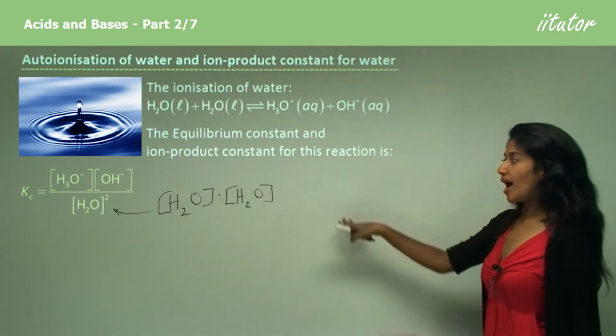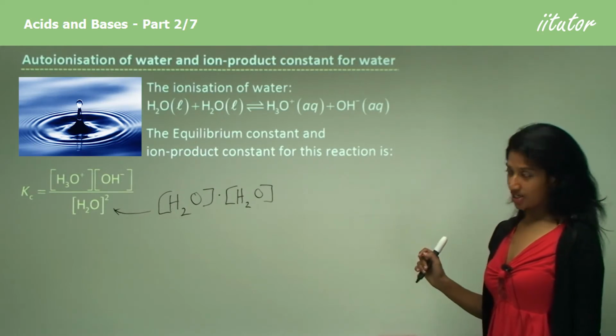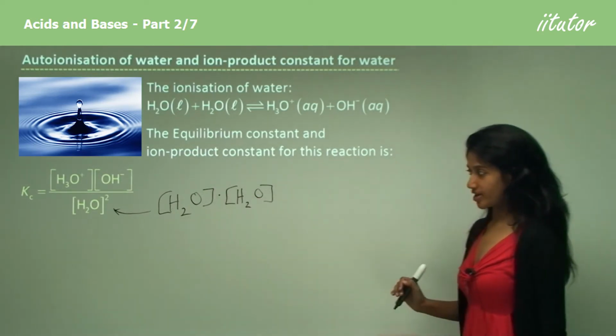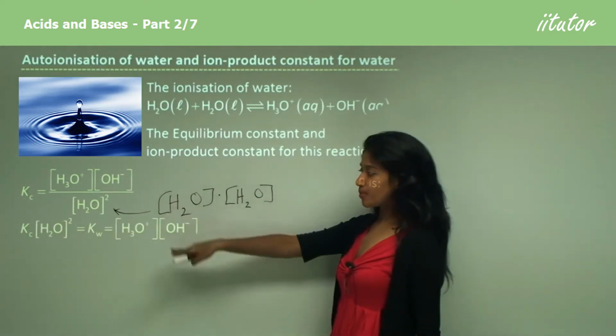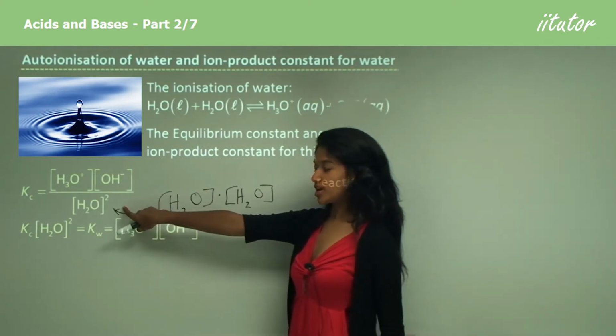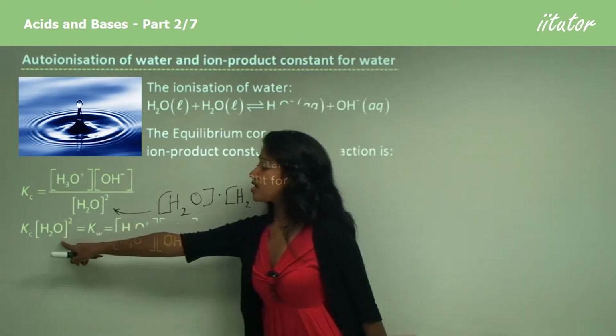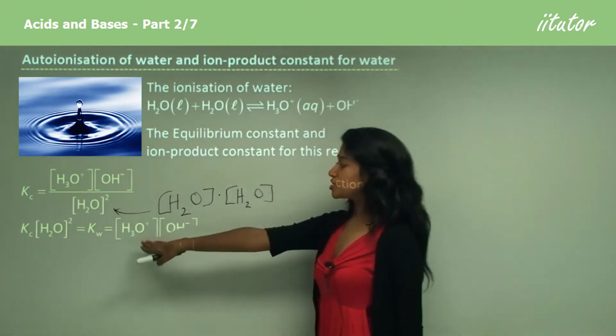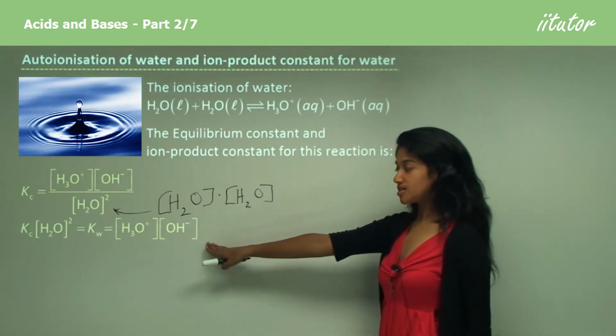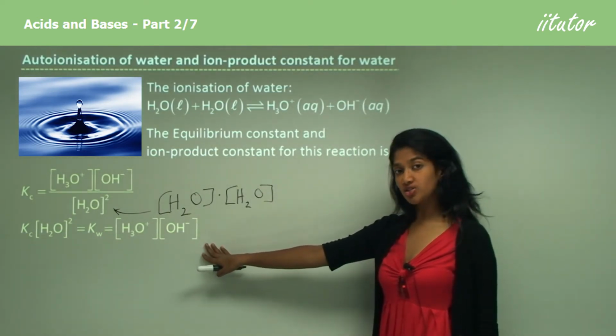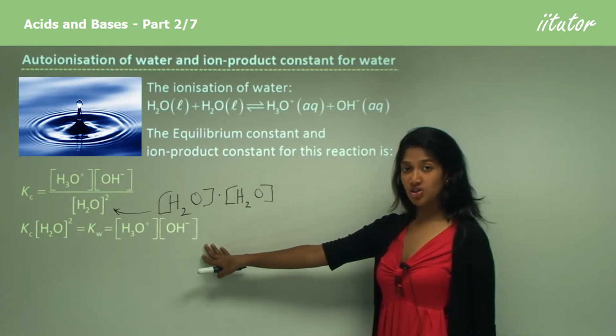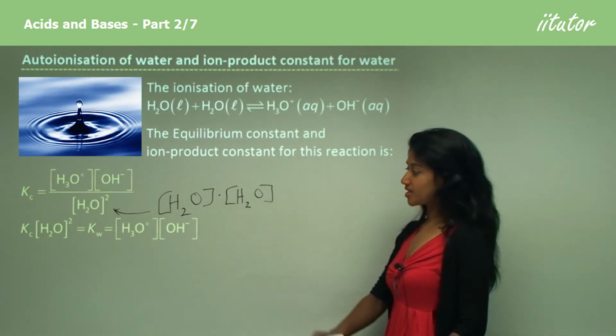To work out the ion product constant for this reaction, you simply rearrange that equation. So you would multiply both sides by the concentration of water squared, as you can see. So you are left with the ion product constant as being the concentration of the hydronium ions and the concentration of the hydroxide ions.